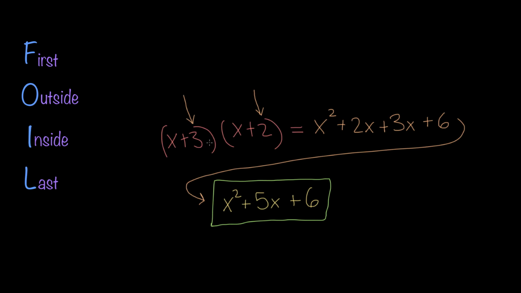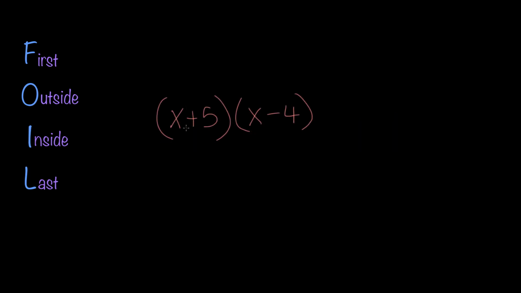So x plus 3 times x plus 2 is equal to x squared plus 5x plus 6. If you notice, to simplify it, all we really did was combine like terms. If you need a refresher on combining like terms, there's a video up there in the top right that you can click to get a refresher on that. Let's move on to our next problem.